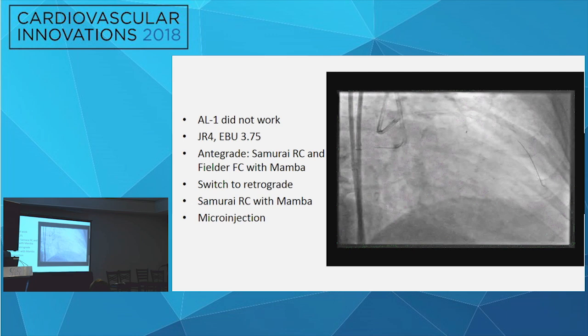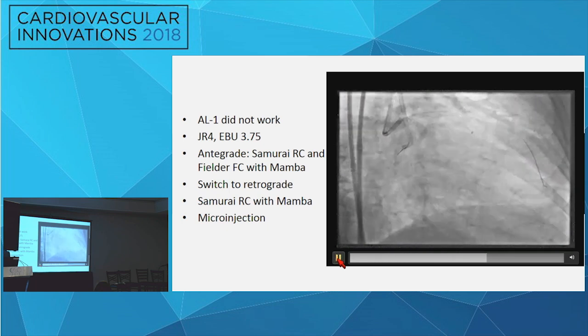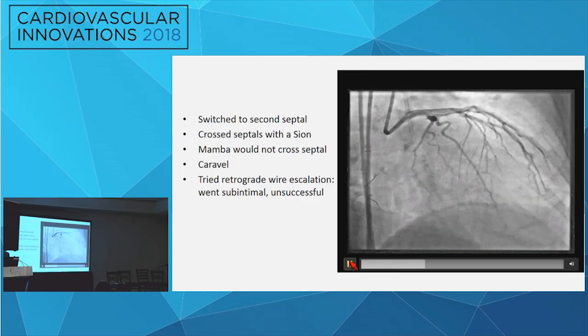We advanced a Samurai RC guide wire down into the LAD. We usually try to keep a guide wire in the LAD as well, even while we're crossing into the septals, just in case something happens to the donor vessel. As you can see, there's a guide wire there, and then we had another Samurai RC with a Mamba microcatheter. We went into the first septal and did a microinjection, and didn't really see a great connection from that one. So we switched to another septal.